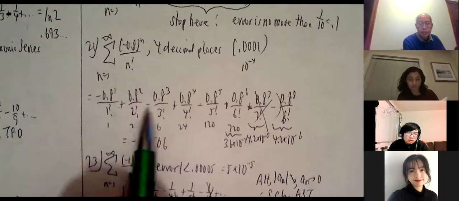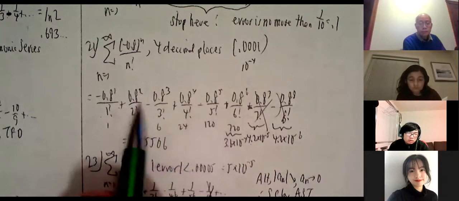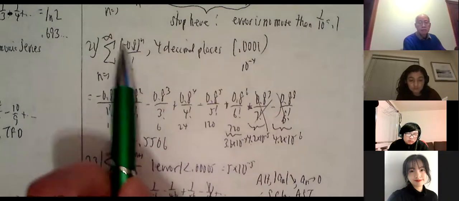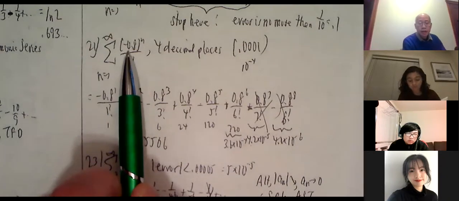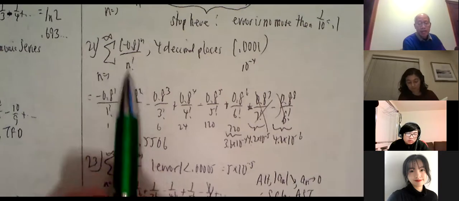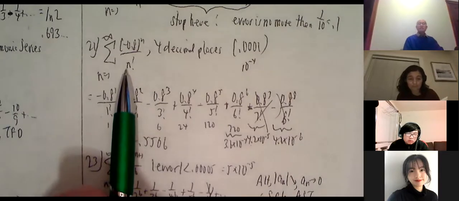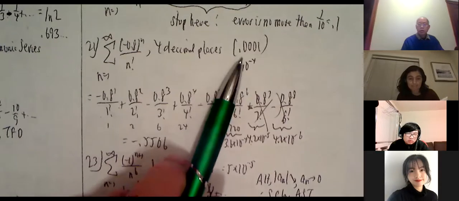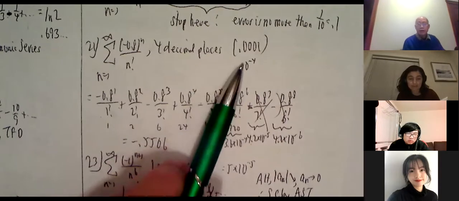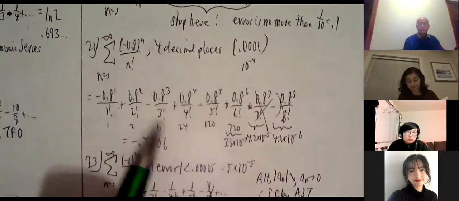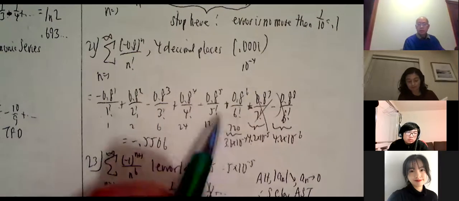Terms decrease in absolute value? Yep. And does it approach 0? Yep. I mean, just by this alone, negative 0.8 to the n makes it smaller, and if I divide by something that gets bigger and bigger, that definitely makes it go to 0. Now estimate the sum to within 0.0001. So I have to go out until I get a term that's smaller than 10 to the minus 4. You can punch this on your calculator.